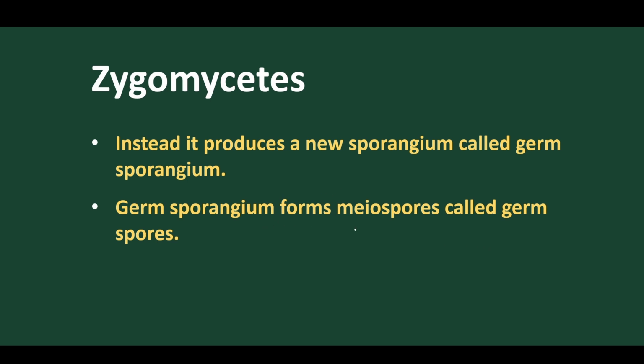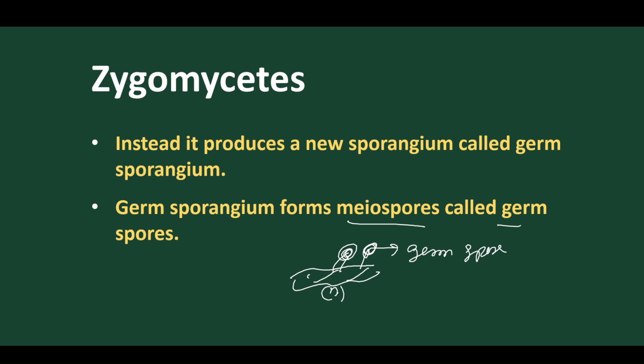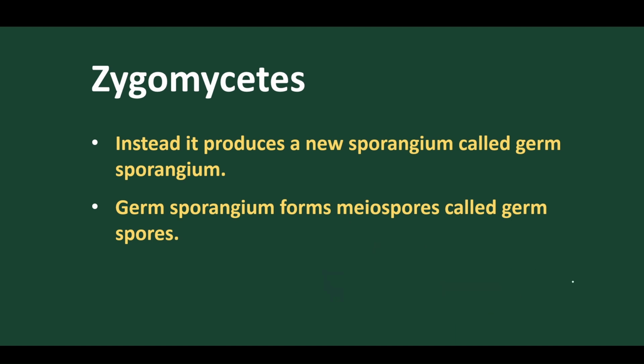The germ sporangium forms meiospores called germ spores. So from the germ sporangium, the spores are produced. And these spores are called germ spores. And as we know, the germ sporangium is n, so they give rise to meiospores, and these germinate to a new mycelium. They then germinate to a new mycelium, or the advanced mycelium, or the adult mycelium of Zygomycetes.